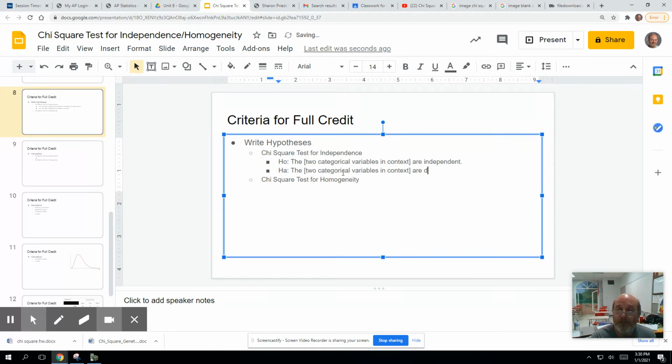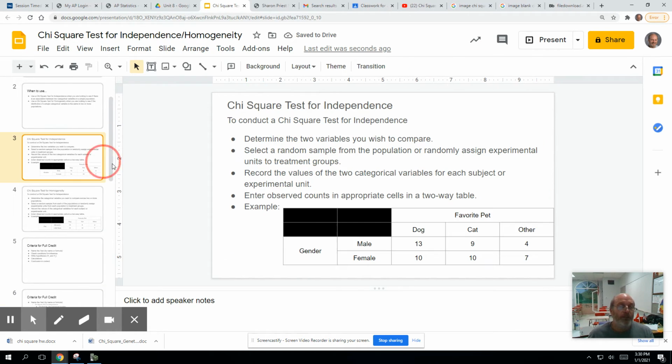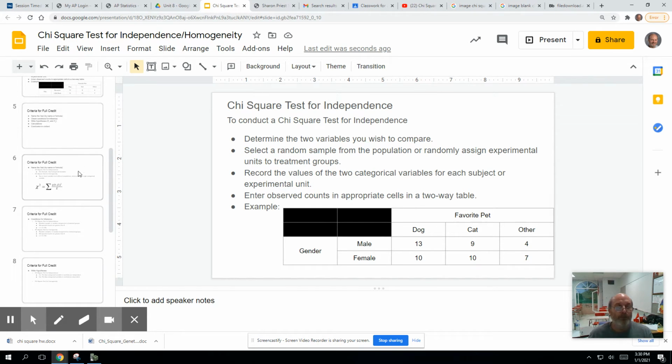Or, you probably guessed it, dependent. All that means, if they're independent, we would expect the same proportion of males and females to prefer dogs, cats, and other. And we would expect the same proportion of people who prefer dogs as people who prefer cats or people who prefer other. That's what we would expect. And you'll see how this works out when we create the expected counts.